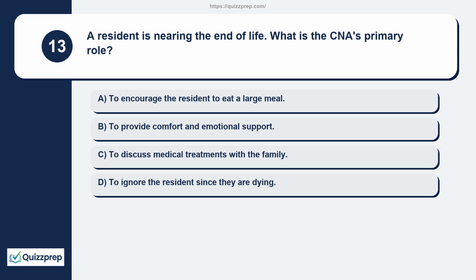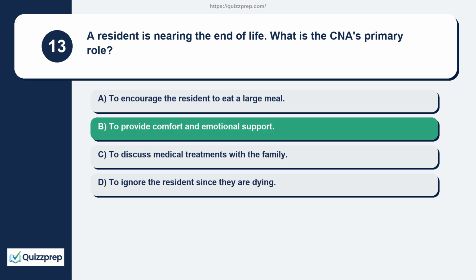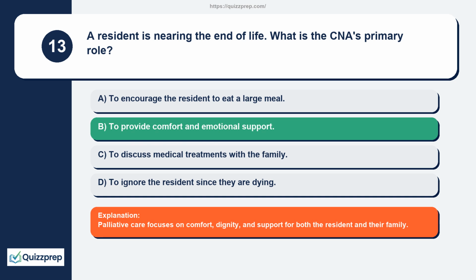Question 13. A resident is nearing the end of life. What is the CNA's primary role? To encourage the resident to eat a large meal. To provide comfort and emotional support. To discuss medical treatments with the family. To ignore the resident since they are dying. Palliative care focuses on comfort, dignity, and support for both the resident and their family.